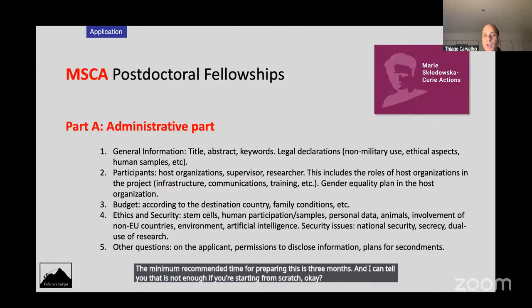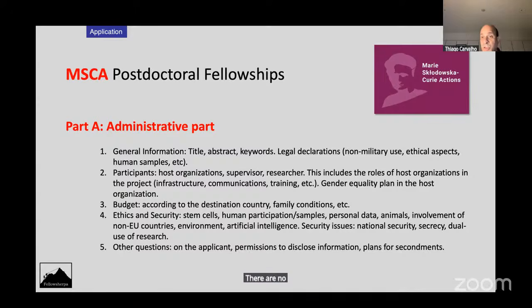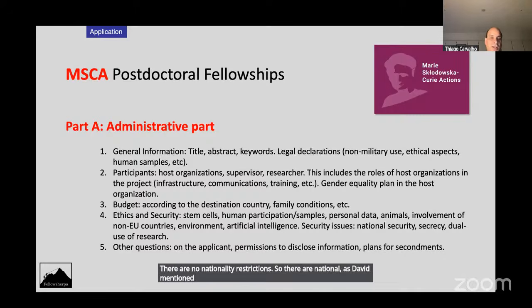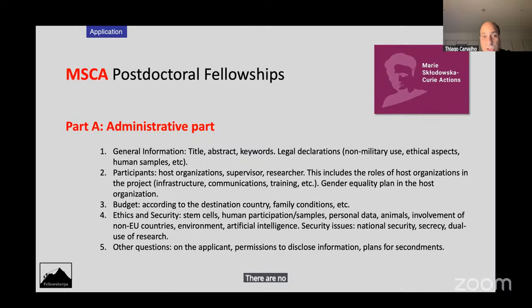Why go through it? Well, the Marie Curie has many advantages. One of them is if you would like to come to Europe or to an associated member state lab, there are no nationality restrictions. As David mentioned, there are interests that govern who can go where. But if you are a good researcher, a promising young researcher, and you want to come to work in a lab that's in the MSCA Horizon Europe area, there are no nationality restrictions. So that's a fantastic advantage.